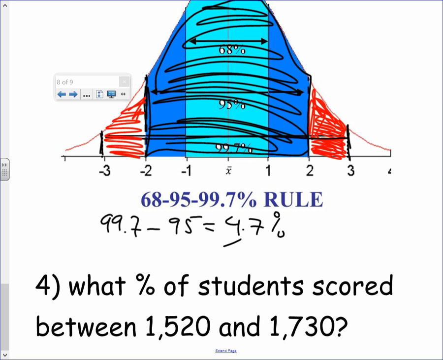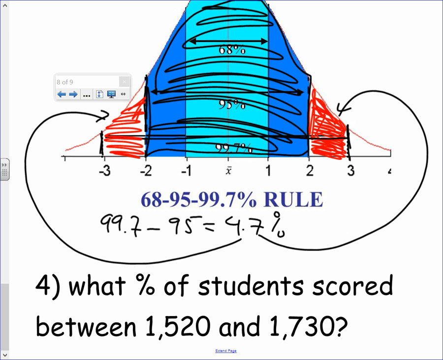So both reds add up to be 4.7%, but we only want one of them. So you chop it in half, and you got 2.35%. That's how much scored between 1520 and 1730.